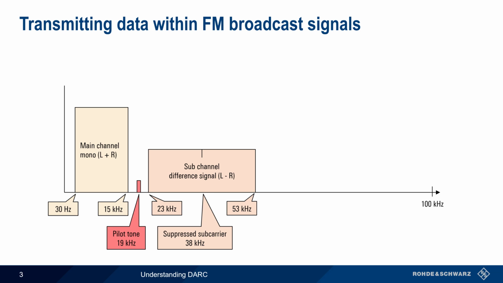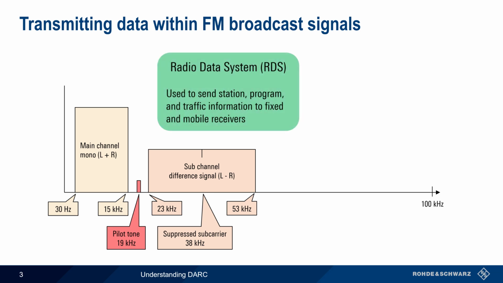analog audio. One method of doing this is the radio data system, or RDS, which is very commonly used to send textual information in the form of station and program identifiers. It can also be used to send traffic and other alert information. RDS is implemented in the form of a 5 kHz wide subcarrier centered around 57 kHz.